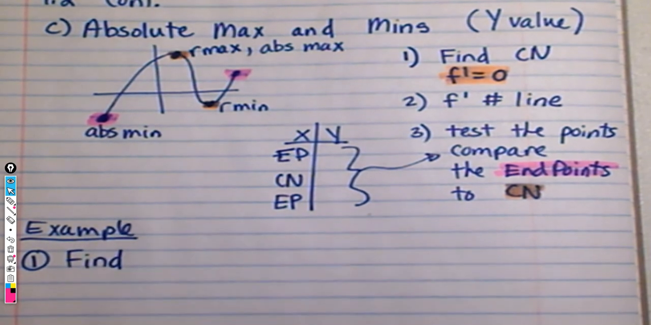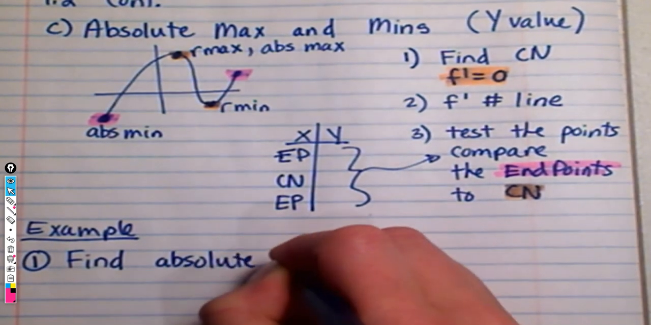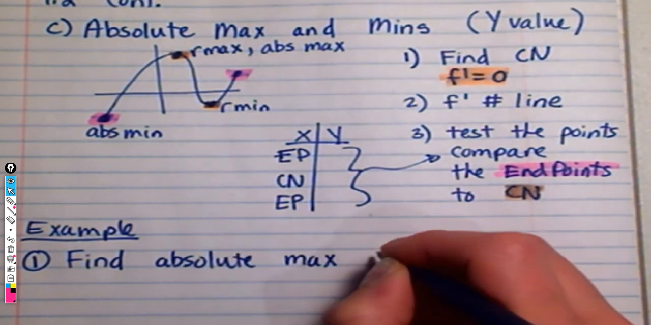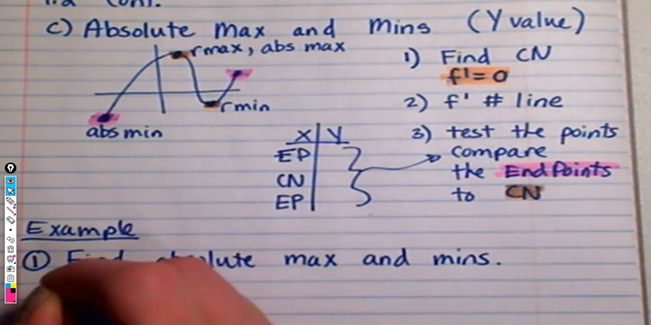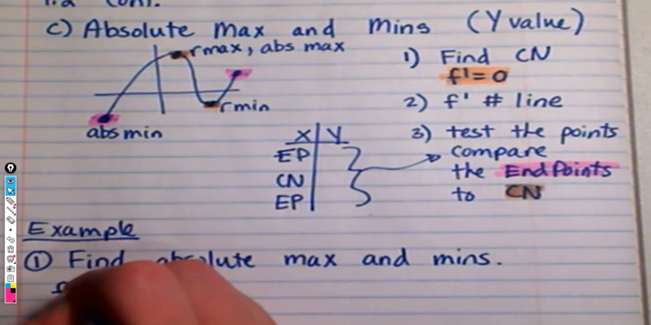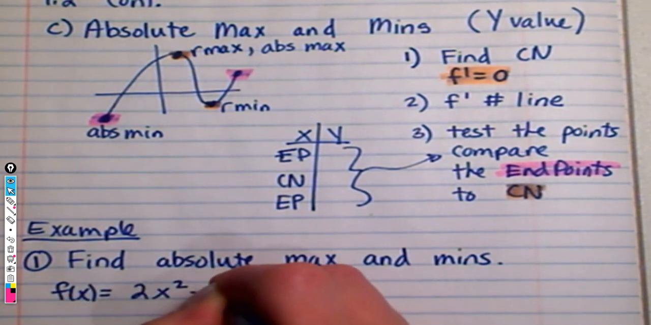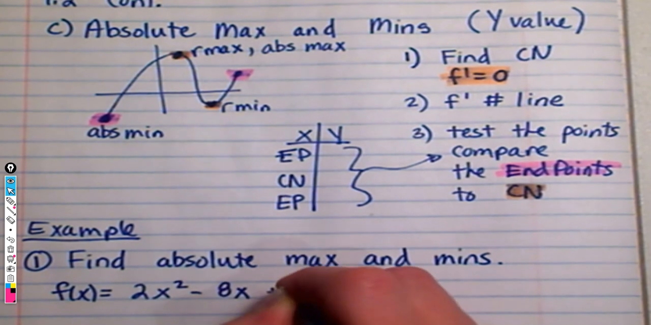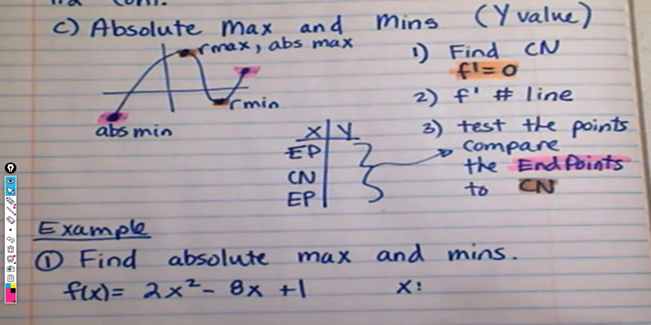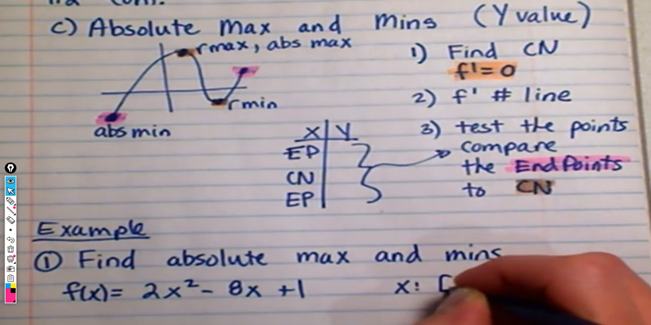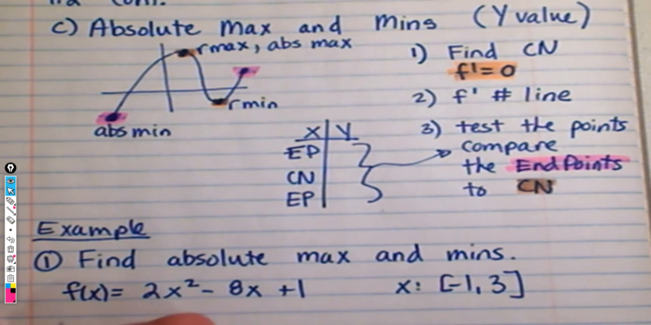Find the absolute max and mins. I'm going to give you f of x equals 2x squared minus 8x plus 1. The x interval is going to be from -1 to 3. All right, so let's follow our steps.